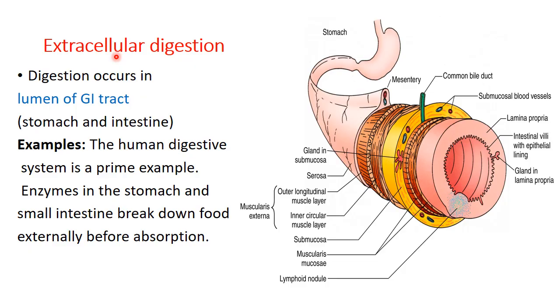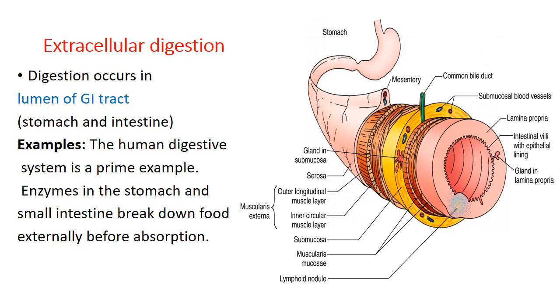Next is extracellular digestion. Digestion occurs in the lumen of the GI tract. In the sense that digestion takes place outside the cell, that is, the lumen of the stomach and the lumen of the intestine. This is the lumen of the intestine. All the digestive enzymes are secreted into this lumen. By using those enzymes, digestion of food molecules takes place. Hence, it is called extracellular digestion.